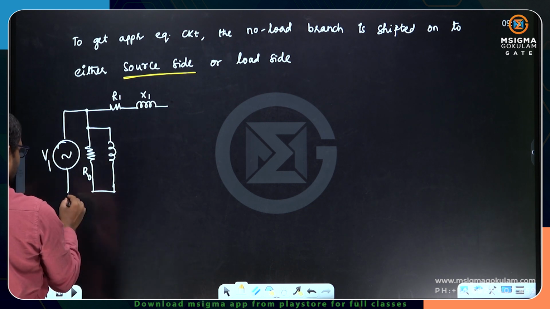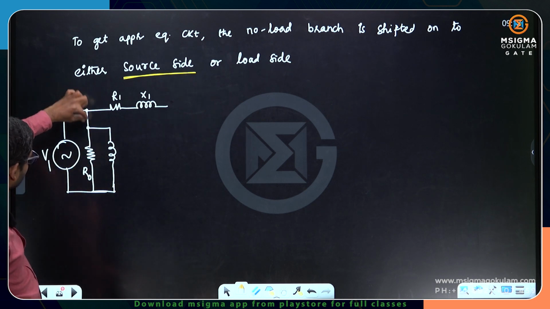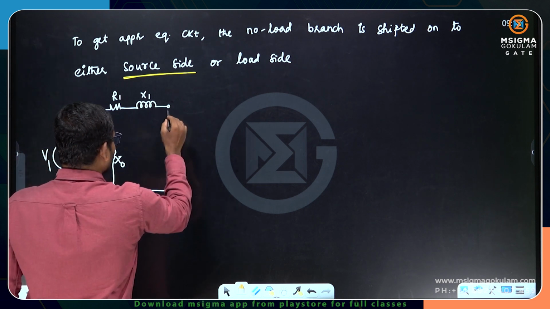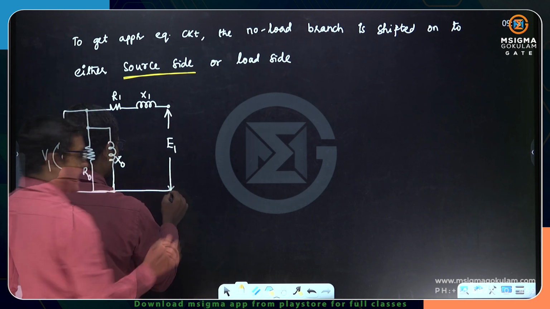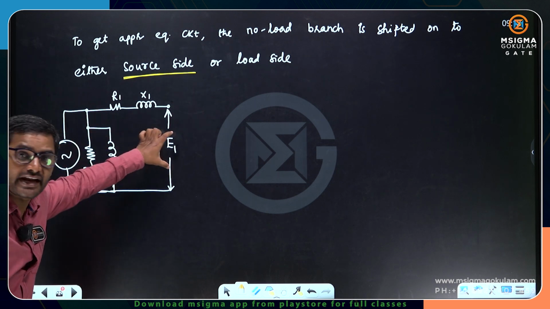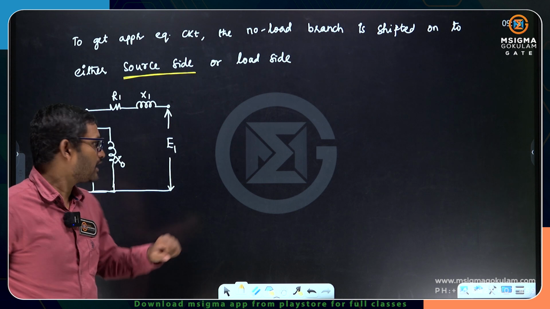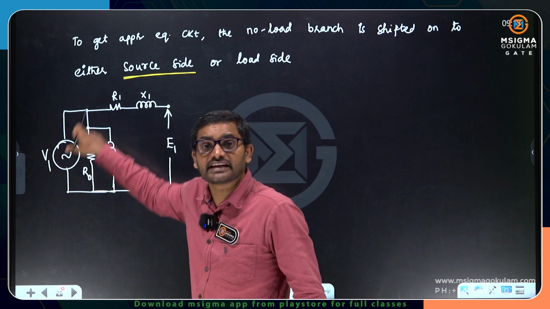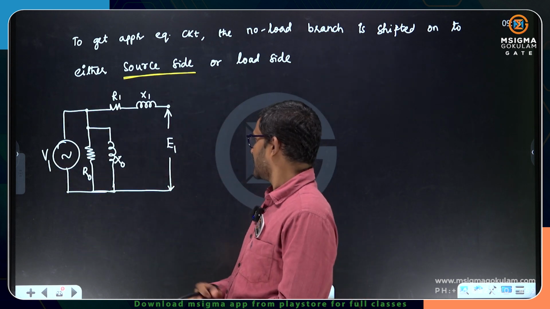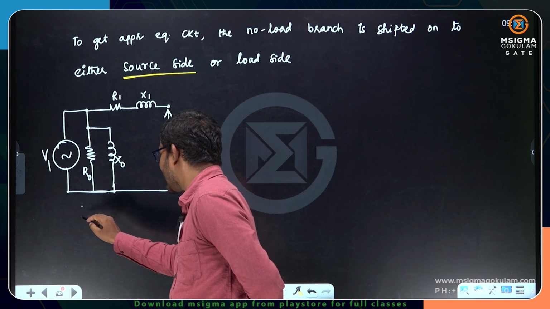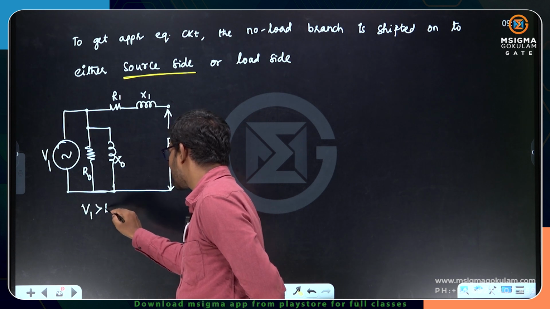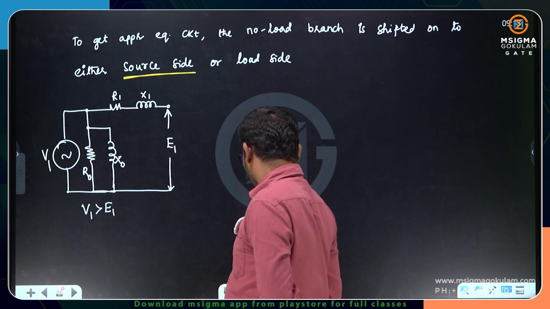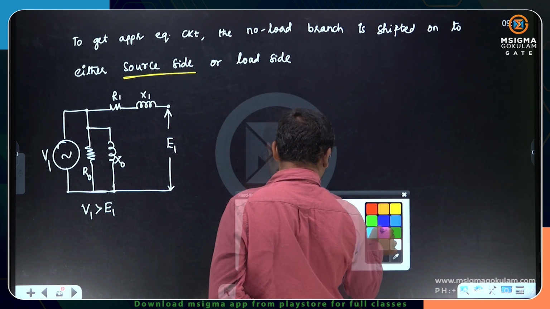Whether you put this point here or here, that doesn't matter. So this is X0. Now what is the voltage here? The voltage at this point is E1. Actually, the no load branch parameter has to operate at E1 volt, but it is not operating at E1 volt. Now, because of shifting the no load branch parameter onto the source side, it is operating at the supply voltage. So no doubt E1 is less than V1, or I can say V1 is greater than E1. So the no load branch is operating at a higher value than the previous value.